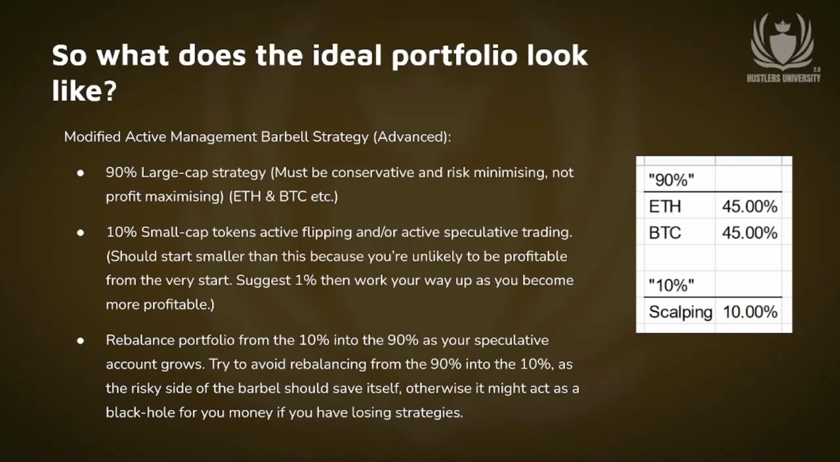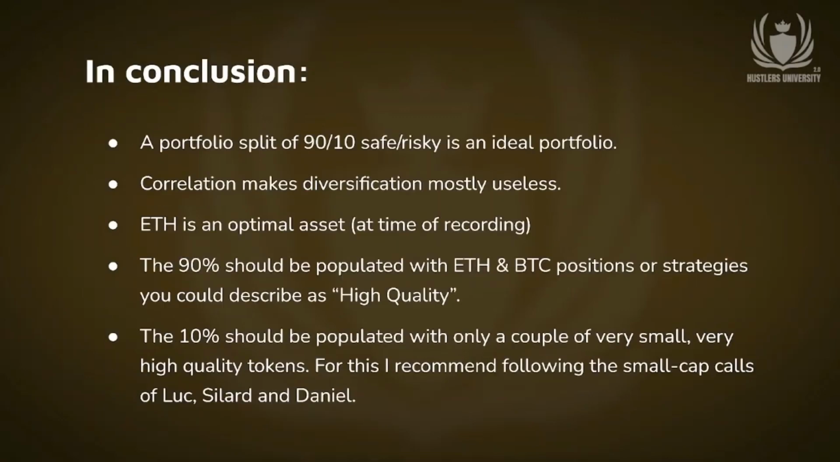Again, rebalance portfolio from the 10 to the 90 as your speculative account grows. Try to avoid rebalancing from the 90 to the 10 as the risky side of the barbell should always be saving itself. Otherwise, it'll act as a black hole for the money if you have a losing strategy.